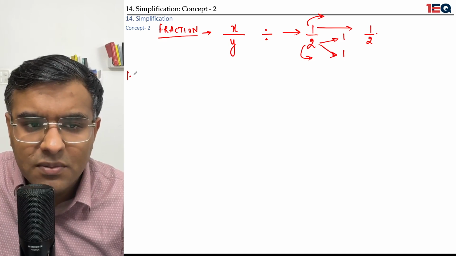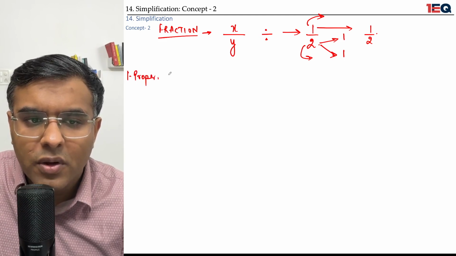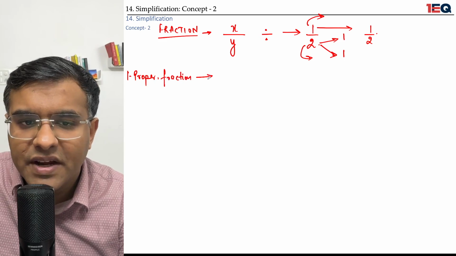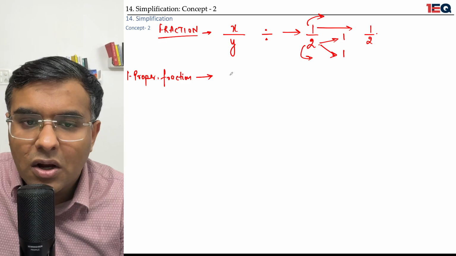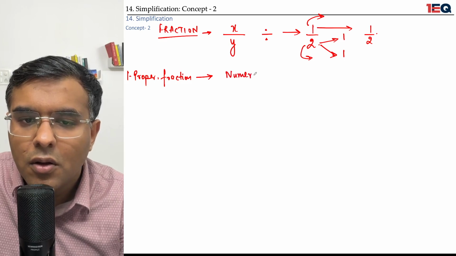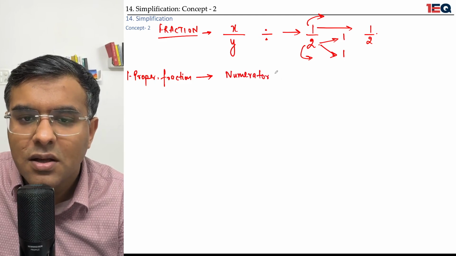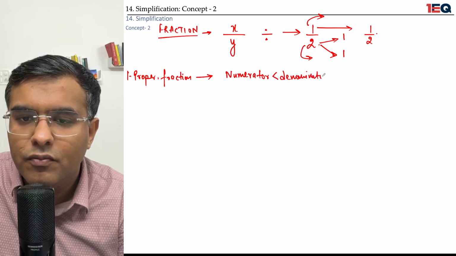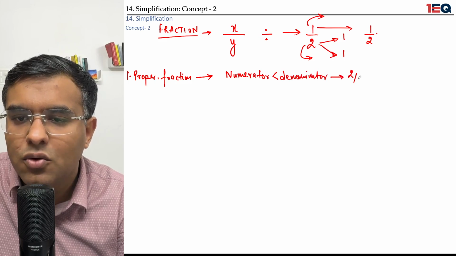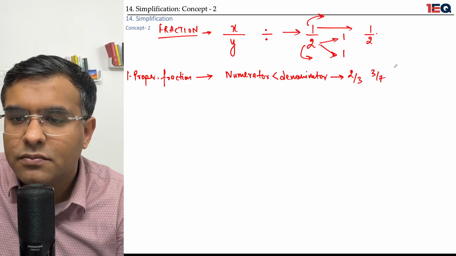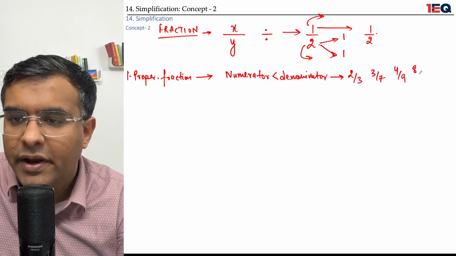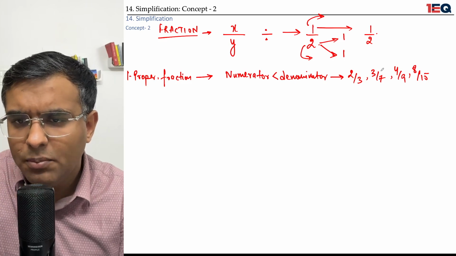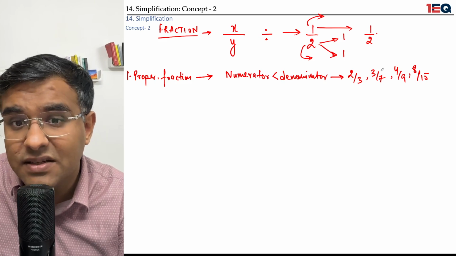Okay, the first one being a proper fraction. Okay, there is a proper fraction. So what happens when I talk about a proper fraction? In a proper fraction, the numerator is lesser than the denominator. Okay, for example, 2 by 3, 3 by 7, 4 by 9, 8 by 15. So in all these fractions, what you can see being common is that the numerator is lesser than the denominator.